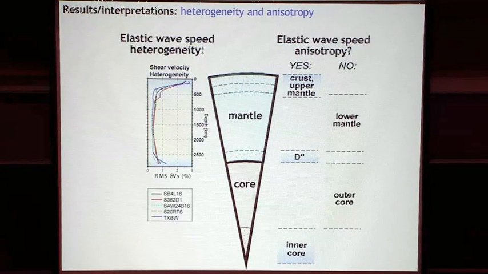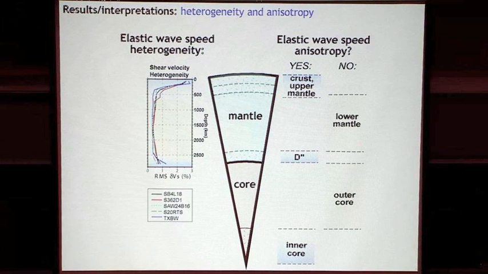This is also, where has anisotropy been advocated? Inner core, bottom of the mantle, crust, upper mantle. Some people have argued the top of the lower mantle. It's quite debated. Let's look at this geographically really quickly.